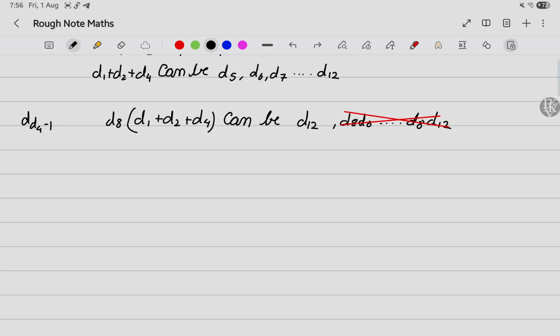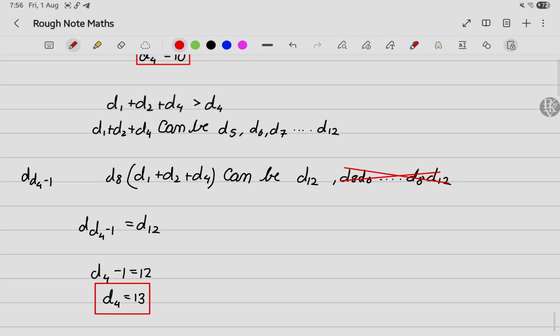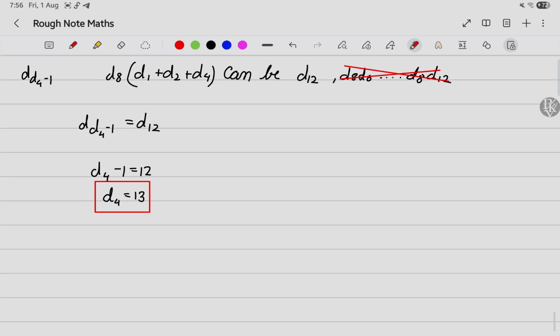Now if that is the case, then we know that d4 minus 1 will be equal to d12. d4 minus 1 will be equal to 12 and d4 is basically 13. The d4 value is 13 and it perfectly matches with the fact that d4 is greater than or equal to 10. So our final answer is that d4 is equal to 13.